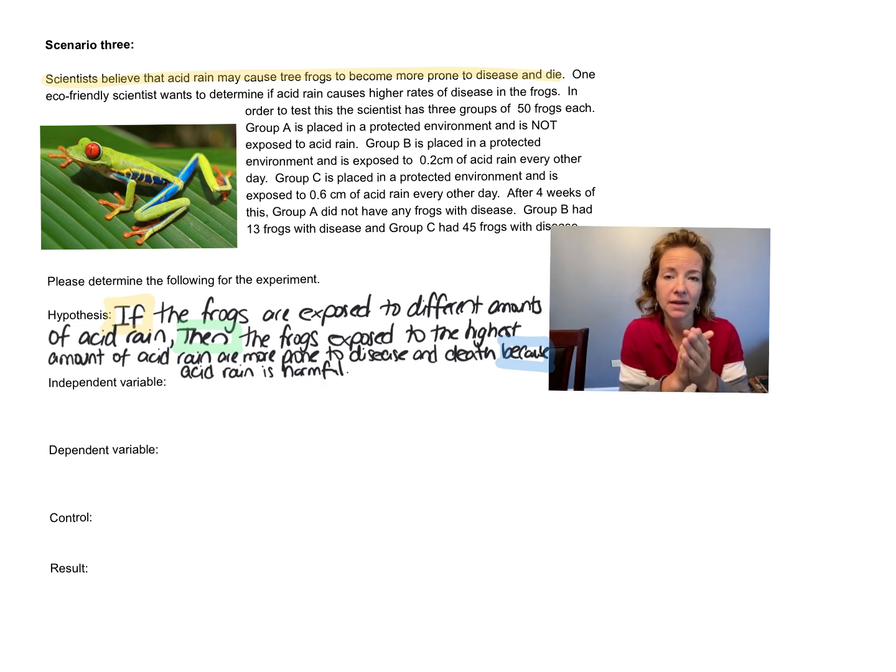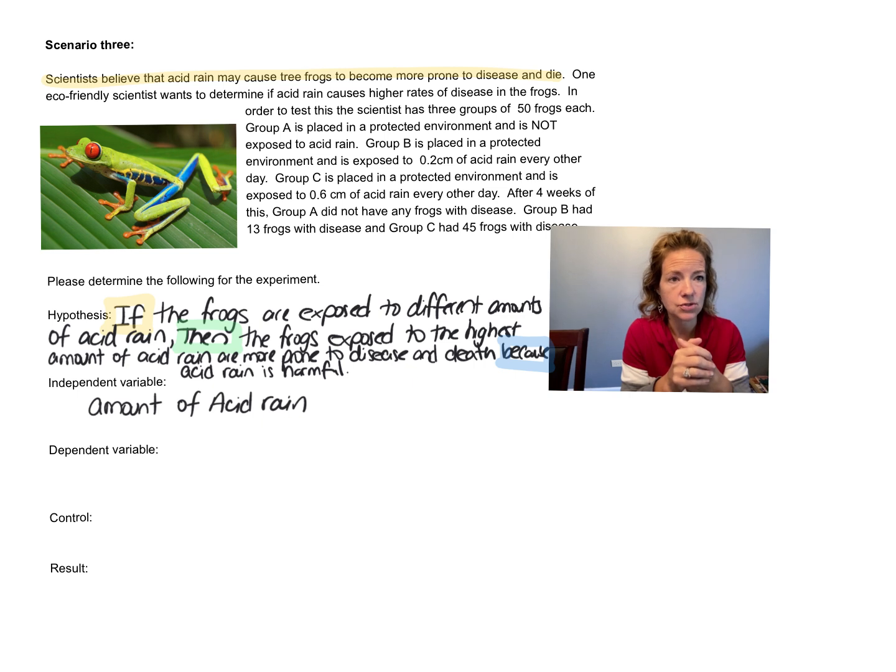Now, the independent variable. Remember, the independent variable is what's being changed. So group A is going to be exposed to no acid rain, so group A is actually going to be my control. My independent variable is 0.2 centimeters of acid rain and then 0.6 centimeters of acid rain, the different amounts of acid rain that group B and group C are exposed to.